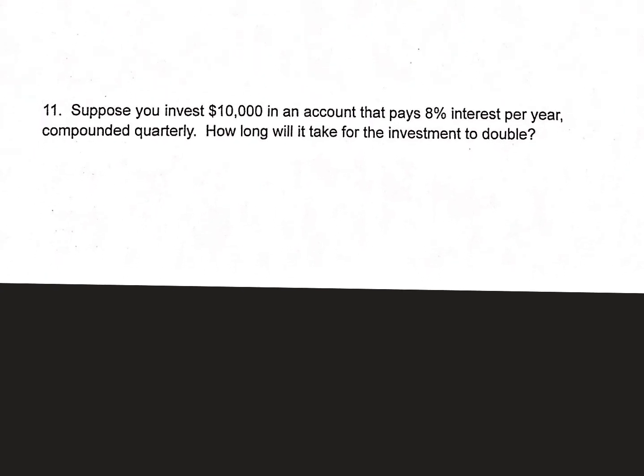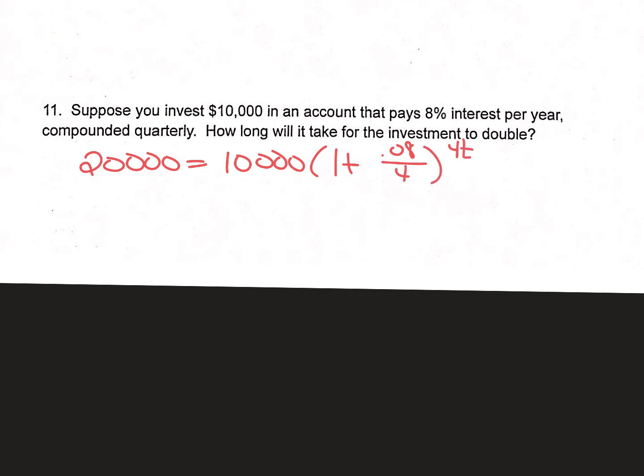Number 11 says, suppose you pay $10,000 in an account that pays 8% per year, compounded quarterly. How long will it take to double? Okay, if you're going to double 10,000, that means you're going to end up with 20,000. You could actually skip this step. The formula 1 plus R over N, the rate's 8%. It says compounded quarterly, that's 4. I'm putting 4T because we're looking for the time. Start off by dividing 10,000 into 20,000, that's 2.